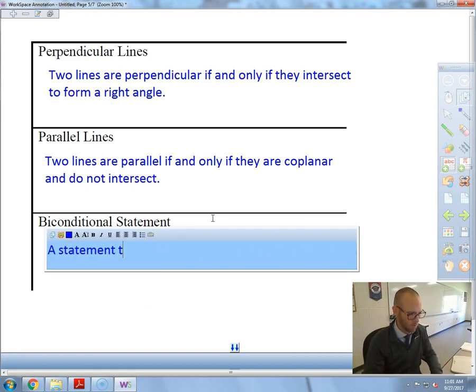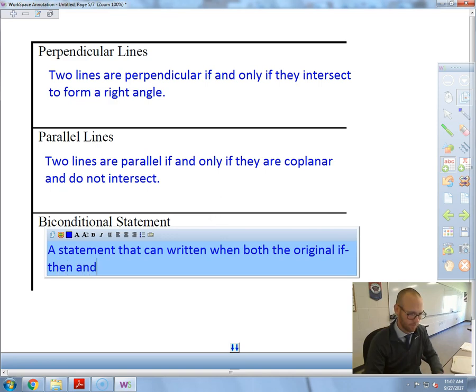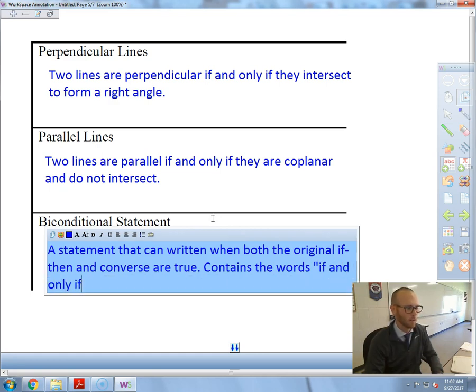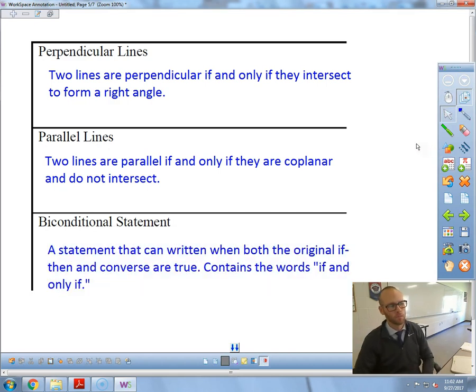The statement can be written in both the original if-then and converse are true. Contains the words if and only if. If you'd like to pause the video while you write that in, you're welcome to do that.